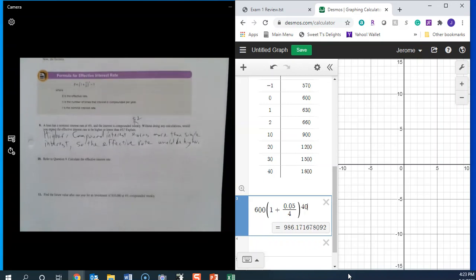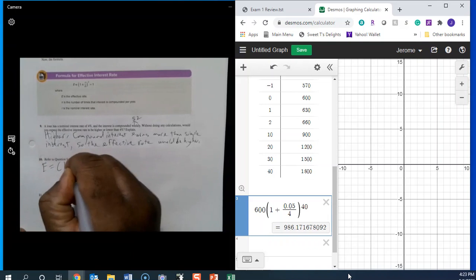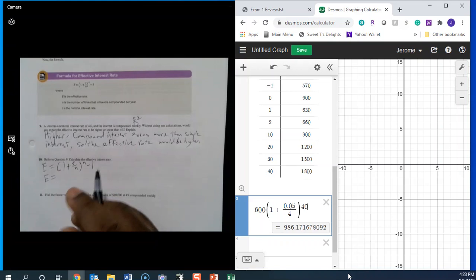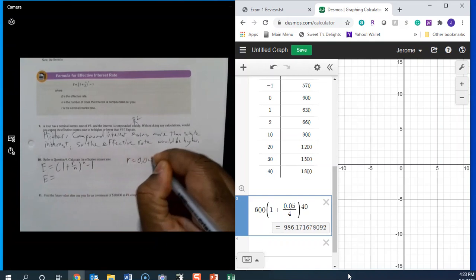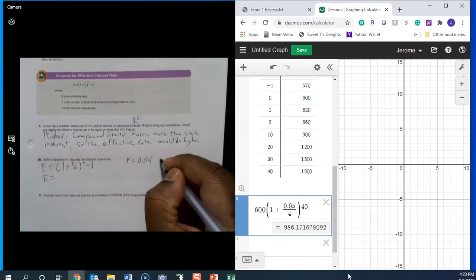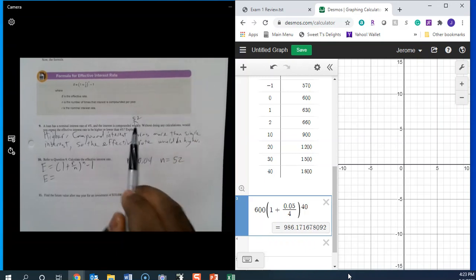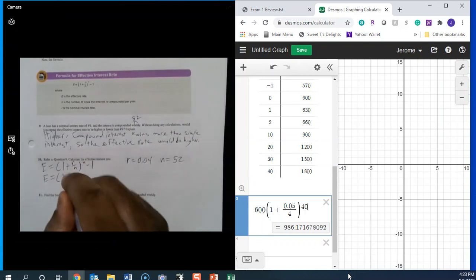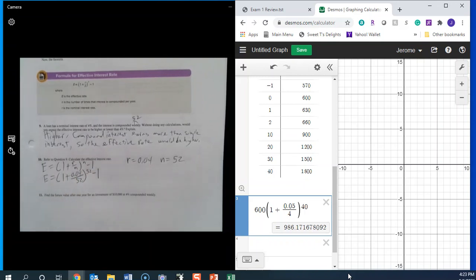Okay, number 10. It says refer to question 9. Calculate the effective interest rate. So first we'll write out the formula. Now we would substitute. First let's write out what these values equal. The rate is 0.04 because it's 4%, and the number of times that interest is compounded is 52. So E is equal to 1 plus 0.04 over 52 to the 52nd power minus 1.